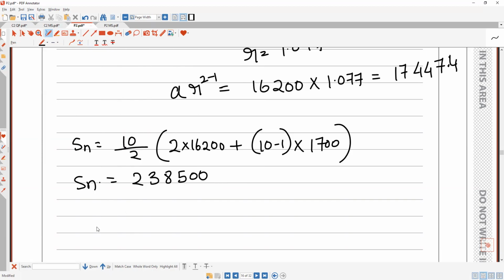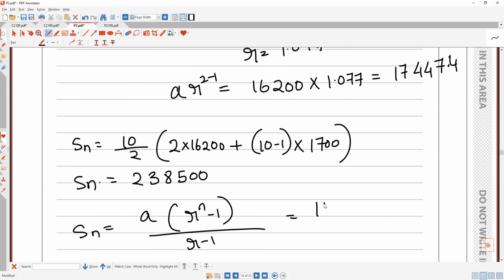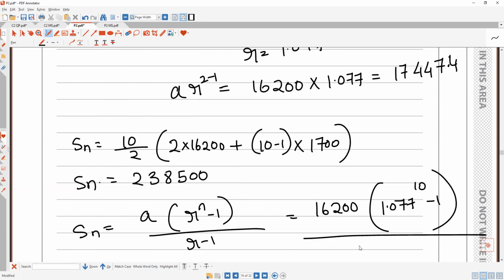Fine. This is for the arithmetic sequence. Let's go to the geometric sequence. Your R is greater than 1 here, right? Yes. What's your R over here? 1.077. It's greater than 1. So can I write A open bracket 1 minus R raised to n? Oh, no. R raised to n minus 1, my bad, divided by R minus 1, right? What is your A? 16,200. Common ratio 1.077, raised to n minus 1, divided by 1.077 minus 1.